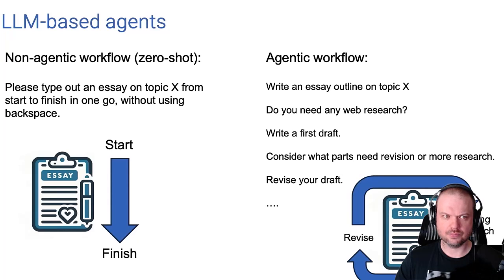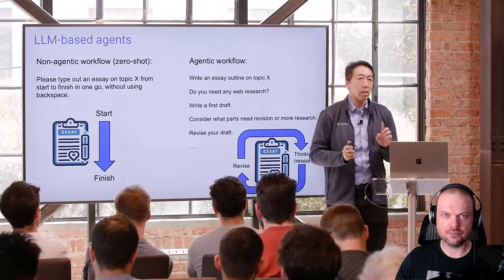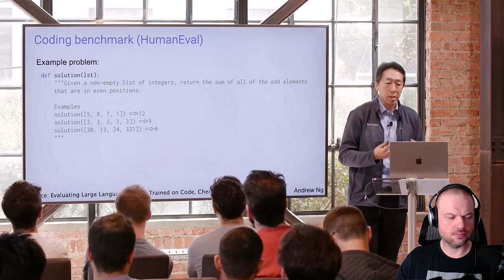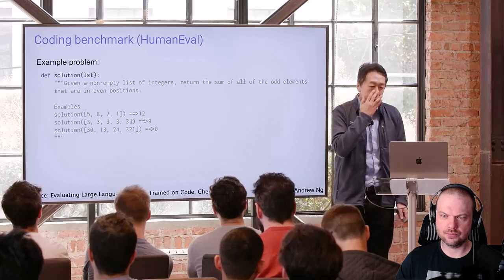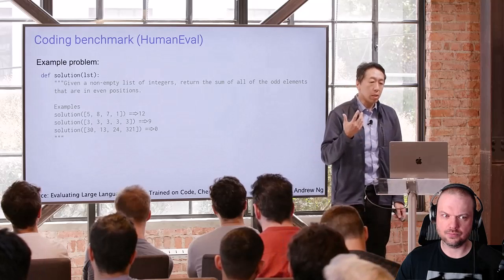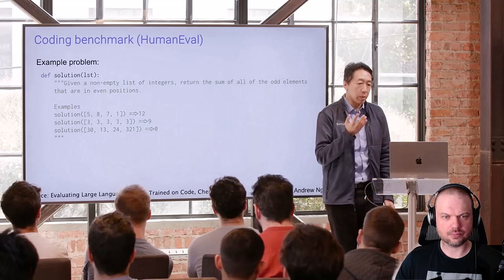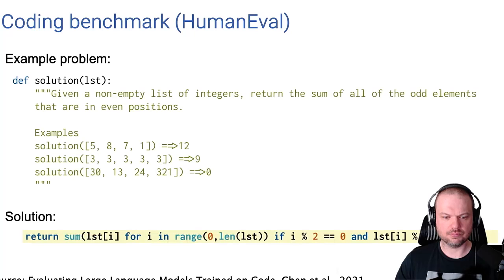And what not many people appreciate is this delivers remarkably better results. I've actually been really surprised myself working on these agent workflows, how well they work. I'm going to do one case study. My team analyzed some data using a coding benchmark called the HumanEval benchmark, released by OpenAI a few years ago. But this has coding problems like, given a non-empty list of integers, return the sum of all the odd elements in even positions. And it turns out the answer is a code snippet like that.